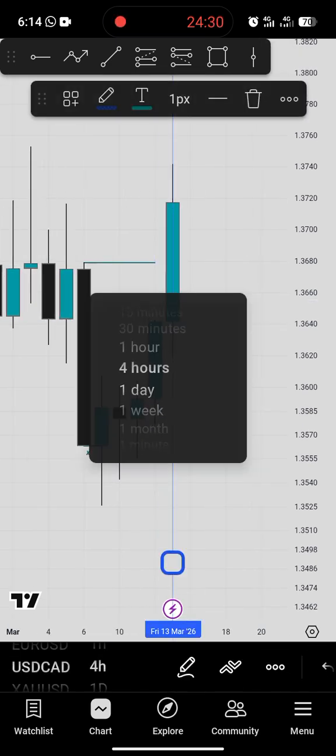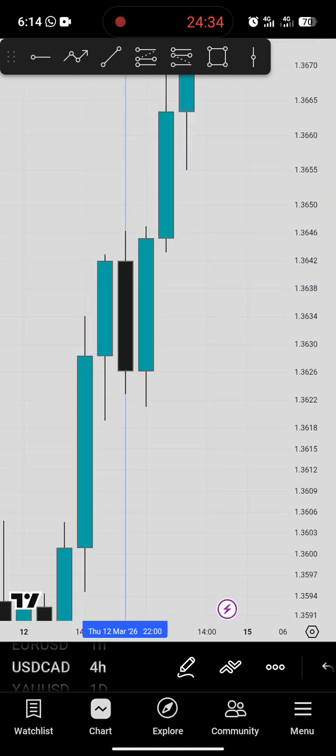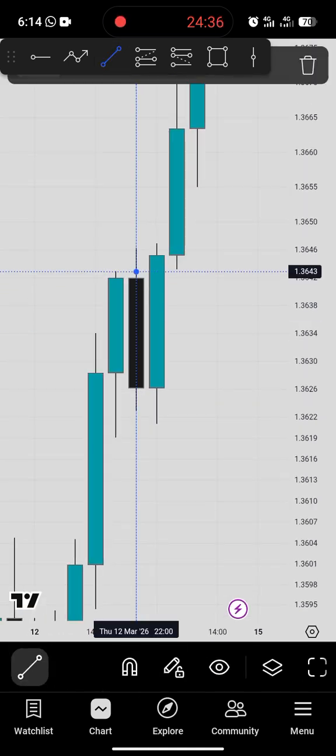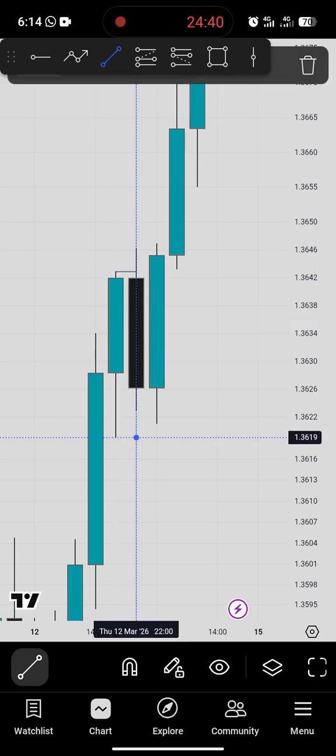So now I went down after marking this area. I went down to my lower time frame. I marked the last high of the previous day candle and I marked the low of the last day candle.